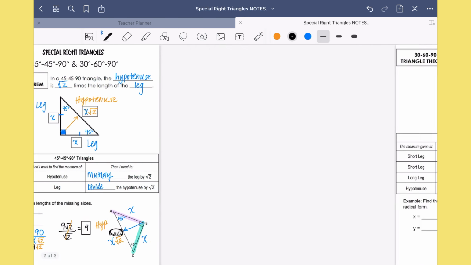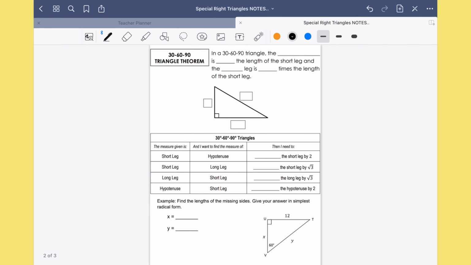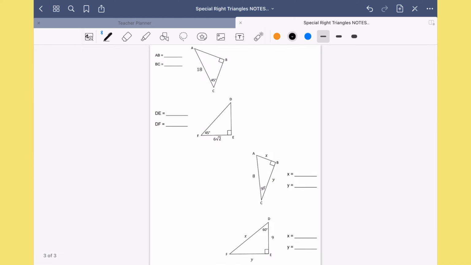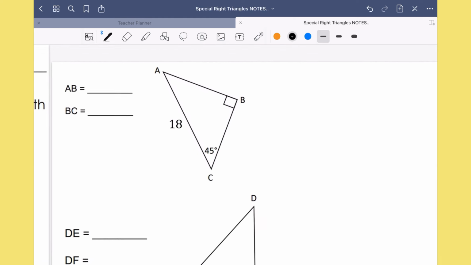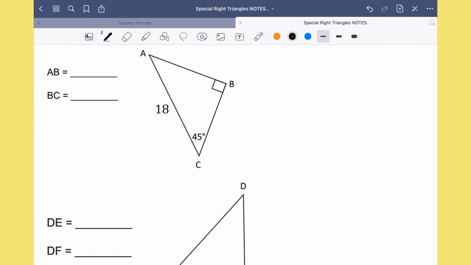Let's go inside our notes. And that's 30, 60, 90. Let's go to this one. There is a typo on your notes, so please just fix it. It's going to be this right here. The hypotenuse that I gave you on the notes is wrong. It should be 18, so just scratch it off and put 18 on your triangle. Okay? All right.